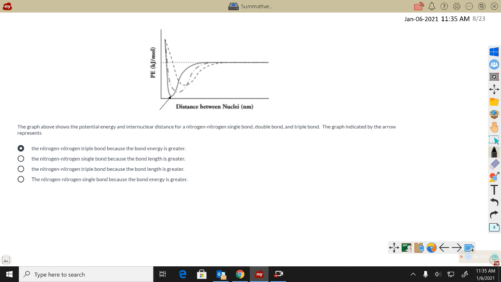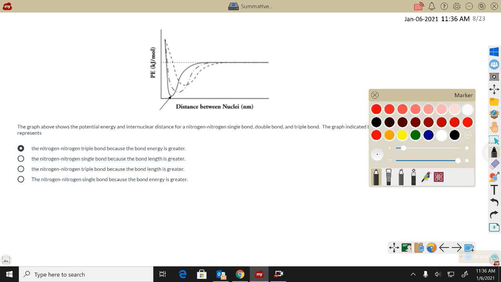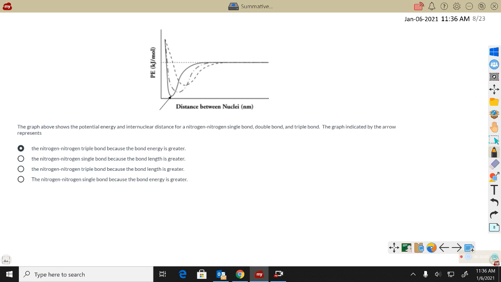Here we had three little energy graphs again, and they show nitrogen-nitrogen single bonds, double bonds, and triple bonds. That arrow should be pointing to the triple bond. The bond energy is greatest, and so it would take the most energy to break this bond. If I follow it up, it's the shortest bond length. As you go from single bonds to double bonds to triple bonds, the atoms do become closer together. In a nutshell, you're overlapping more orbitals and sharing more electrons. That brings the two nitrogen atoms closer to each other.